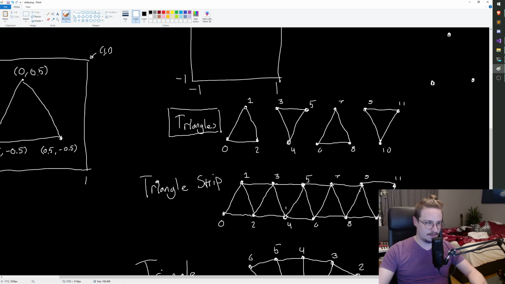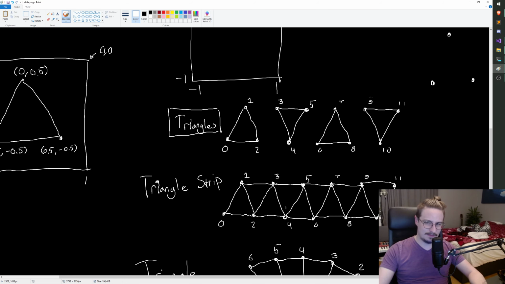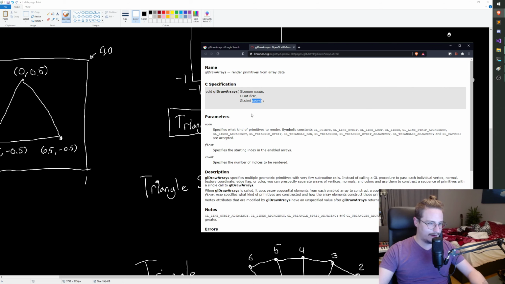I think that's it. Cool. So how do we make a quad or a square? Squares are cool. How do I draw those? Let's see if it actually even says that in here.